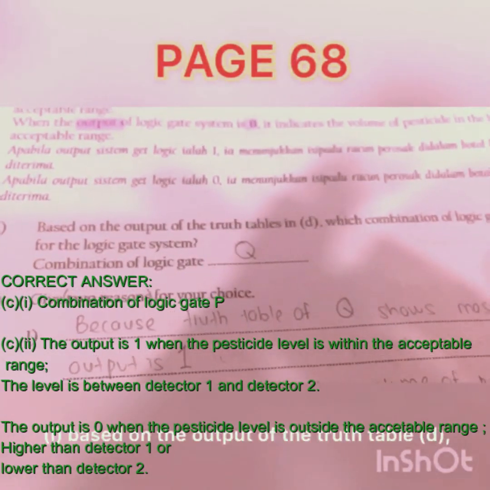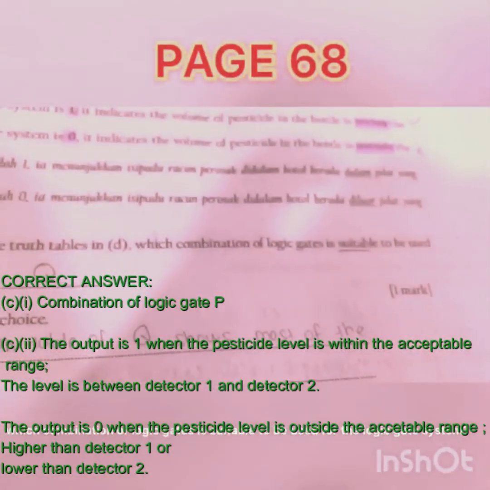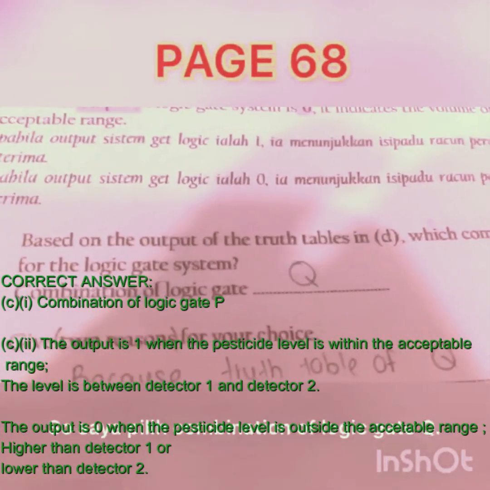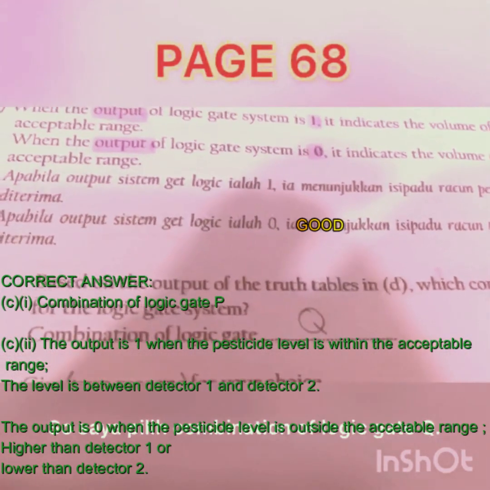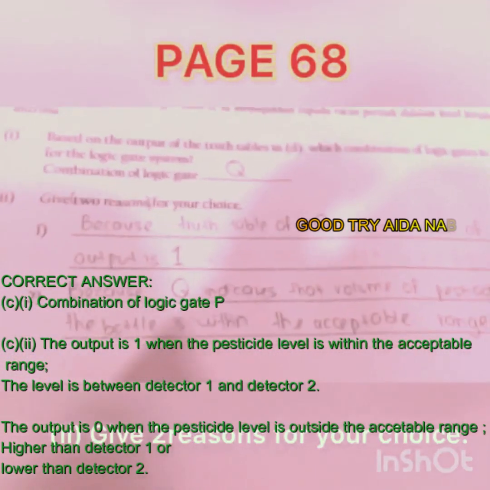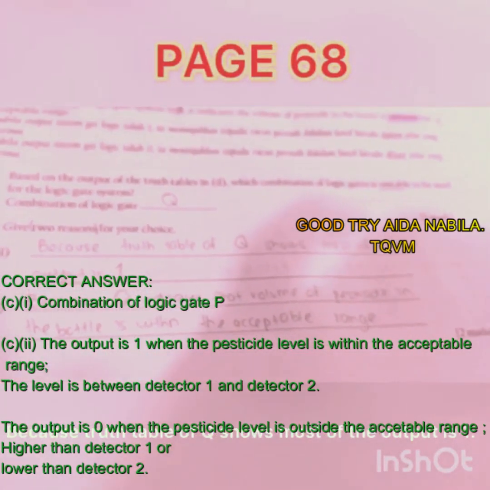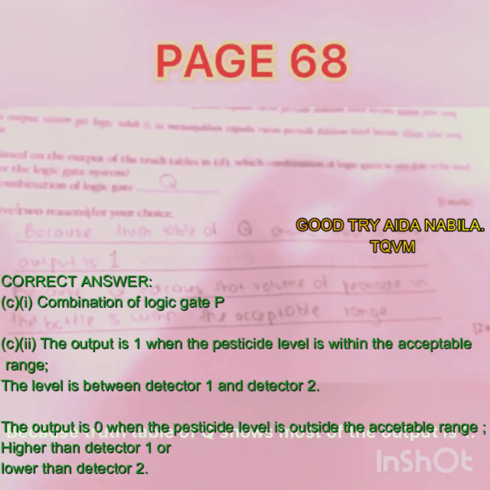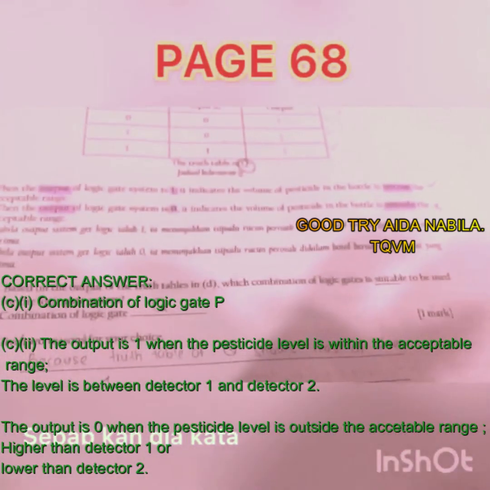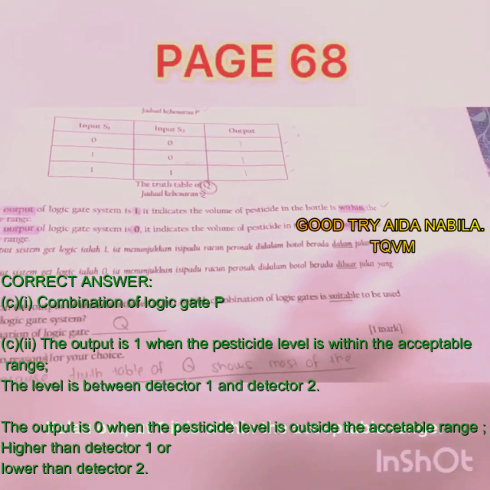So soalan dia tanya, based on the output of the truth table in D, which combination of logic gates is suitable to be used for the logic gate system? So saya pilih combination of logic gate Q yang output dia 1, 1, 1 tu. So dia tanya, give 2 reasons for your choice. So first reason, because the truth table of Q shows most of the output is 1. Sebab kan kat atas tu dia kata kalau output 1 maksudnya it indicates volume of pesticide in the bottle tu is within the acceptable range.